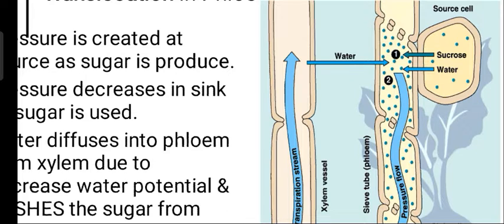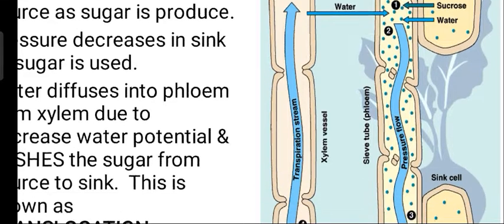So it is very difficult to move the food that is produced; it needs a medium to flow, and that medium is water. How and where is water obtained? Water is obtained from the neighbor tube, which is termed the xylem vessel or xylem tube.